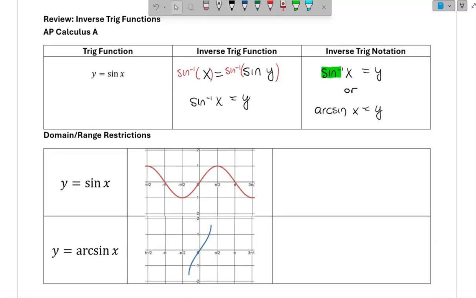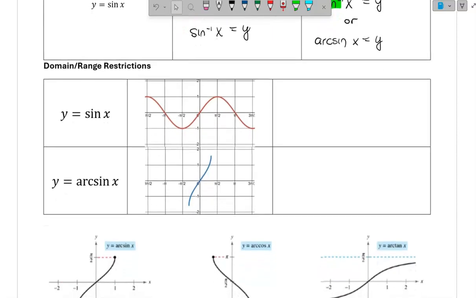Now let's talk about the domain and range. The original function sine of x has a domain of all real numbers, and a range that is the closed interval from -1 to +1. That's what we see in the function at the left. But as mentioned in class, in order to find an inverse, we need the function to be 1-to-1. In other words, we need the function to be monotonic, meaning it is only increasing and never decreasing, or vice versa.